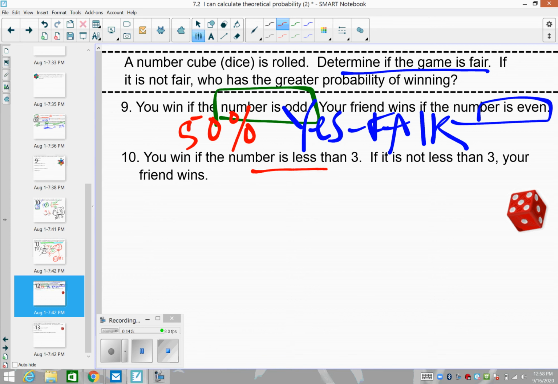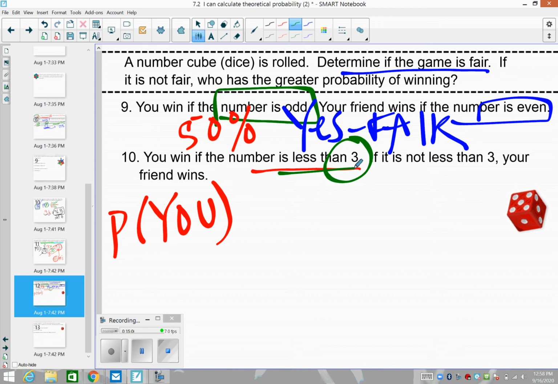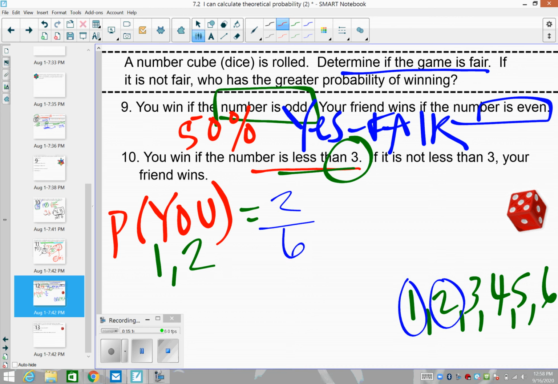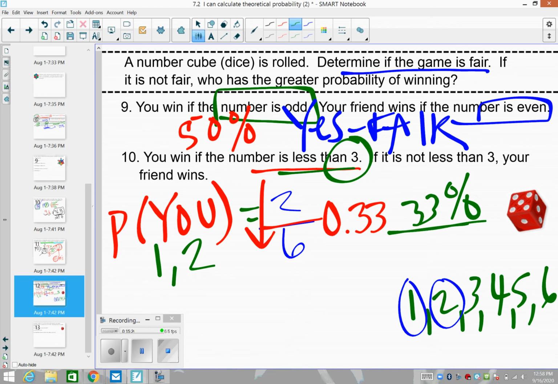Question 10 is our last question of the day. You win if the number is less than 3. I don't know where I got the 7. You win if the number is less than 3, which means just the numbers 1 and 2. It says less than 3. It does not say equal to. So if you look at our numbers 1, 2, 3, 4, 5, and 6, you have a 2 out of 6 chance that you win. I'm going to divide that down, which gives me 0.33. It's a repeating decimal, which turns into a 33% chance that you win.